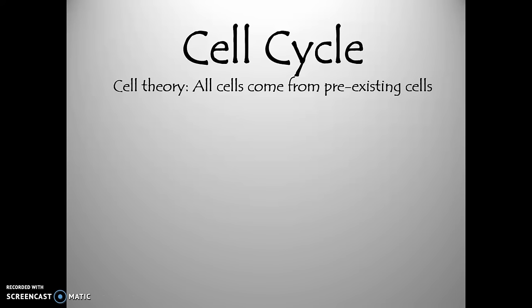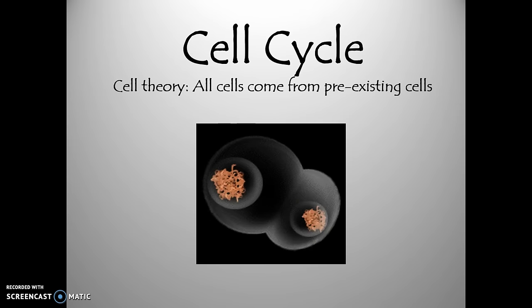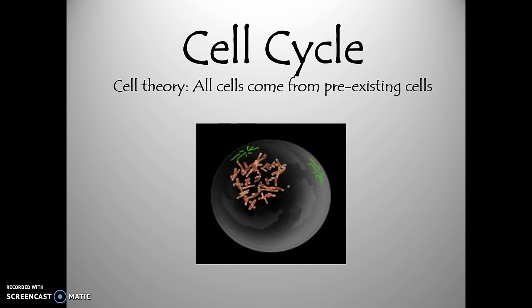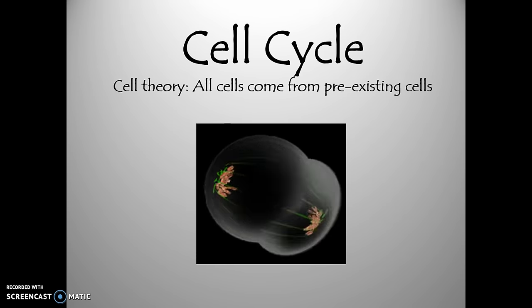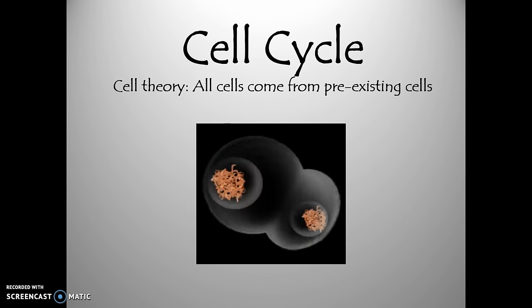Today we're going to start our cell cycle unit. So first we need to remember that one of the parts of the cell theory states that all cells come from pre-existing cells. So now we're going to study the process of how one cell becomes two cells. But first we need to start with a little introduction, some background information, and some vocabulary that we're going to use.